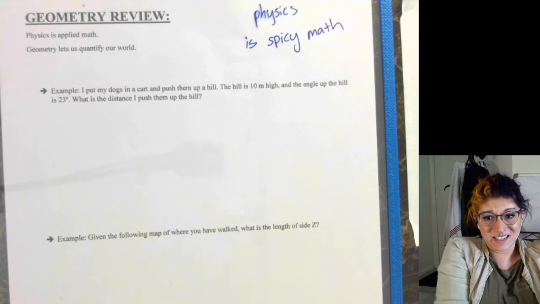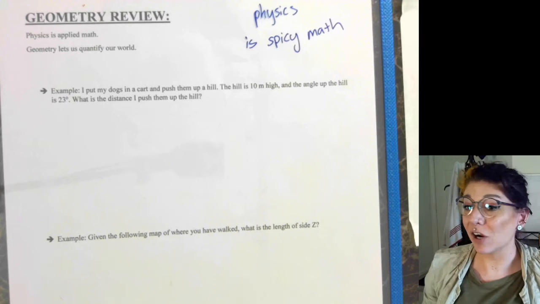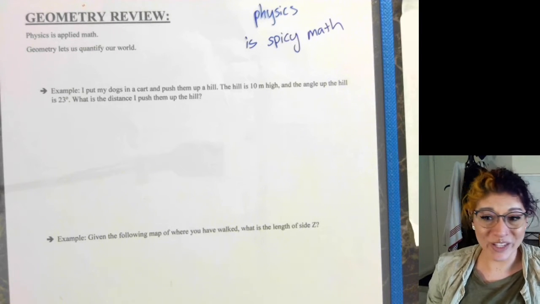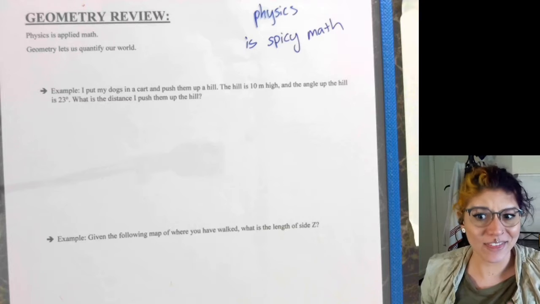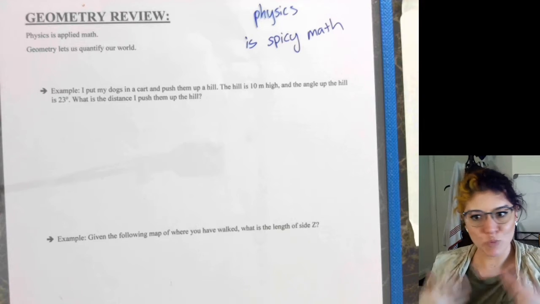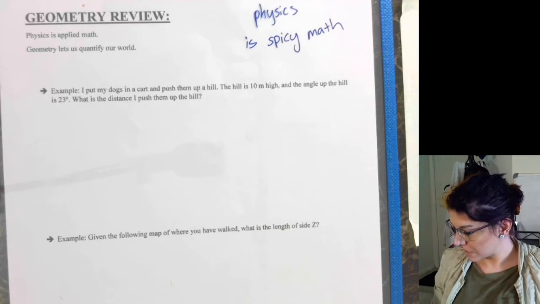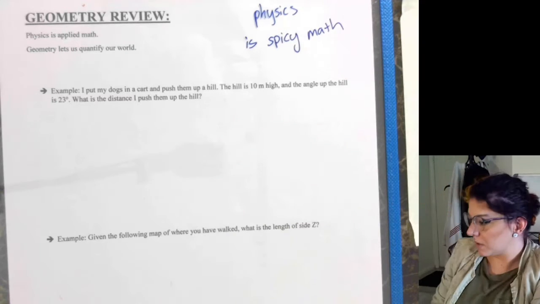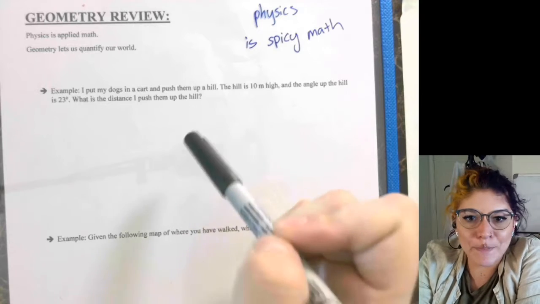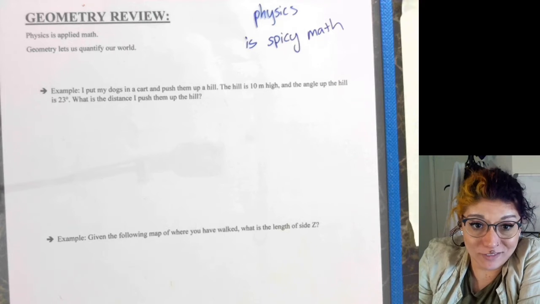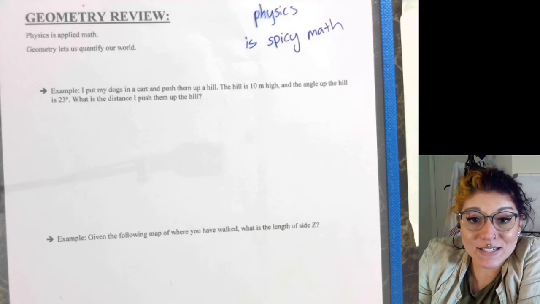I know that using some of these trig functions can seem a little scary at first because for the most part, up to this point, we've only had to use these in a math problem, right? But again, physics involves math, so we just got to get comfortable with it. Okay, let's look at this first example. So I put my dogs in a cart and I push them up a hill. The hill is 10 meters high and the angle up the hill is 23 degrees. What is the distance I push them up the hill?